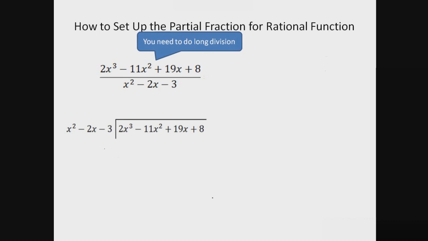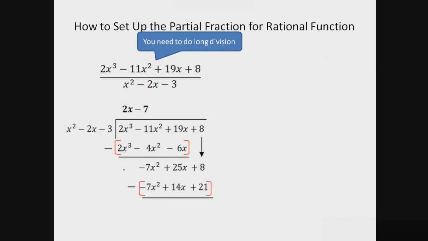So we try to multiply x squared minus 2x minus 3, and then we get 2x multiplied by x squared minus 2x minus 3. We will get 2x cubed minus 4x squared minus 6x. Then we subtract this part, and we get the remainder of negative 7x squared plus 25x plus 8. Okay, and then we have to multiply negative 7 with x squared minus 2x minus 3. Then we will get negative 7x squared plus 14x plus 21. Then we subtract this part, and we get the remainder of 11x minus 13.